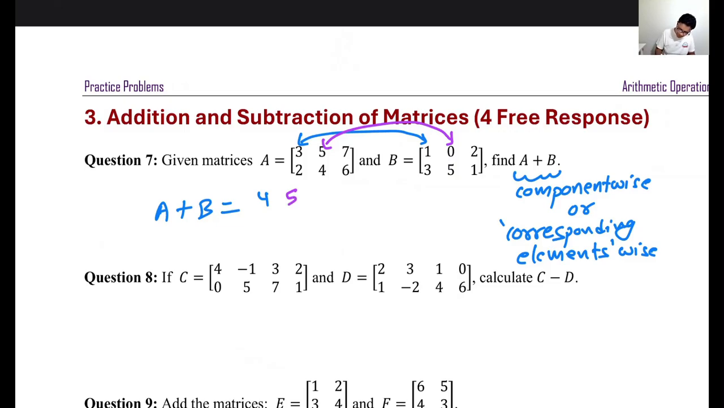I will now continue. 7 plus 2, 9. 2 plus 3, 5. 4 plus 5, 9. 6 plus 1, 7.